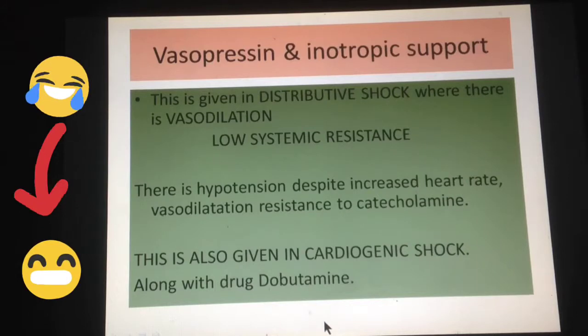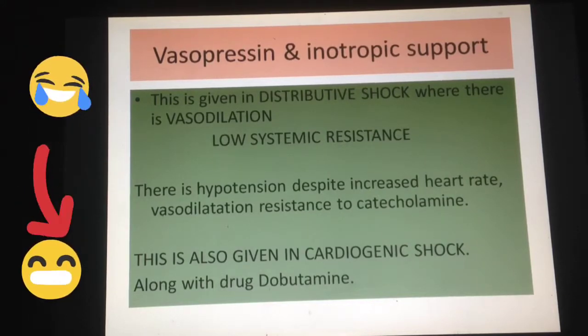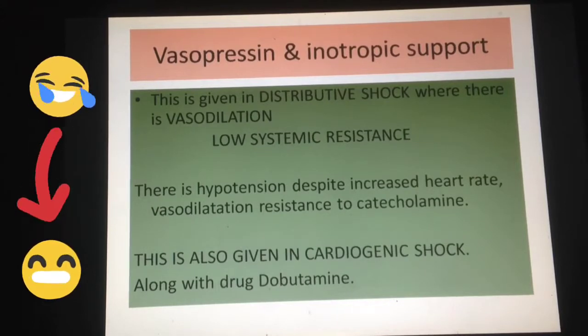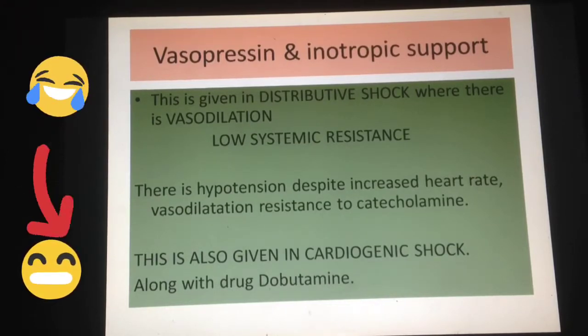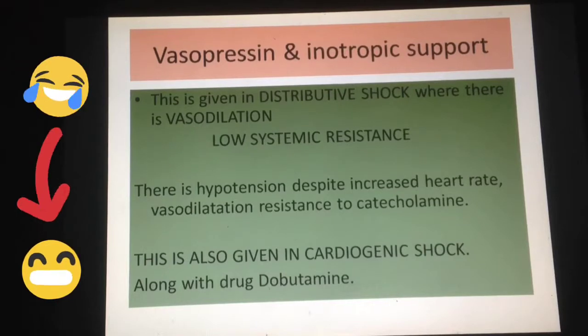Then we have vasopressin and inotropic support. Vasopressin is given to a patient in distributive shock because there is vasodilation occurring in the body that results in this type of shock, and there is low systemic resistance. By giving this, there will be constriction of such blood vessels, and by giving inotropic drugs, there will be increased contraction by the heart. Hence, the hypotension created in the body would be relieved.